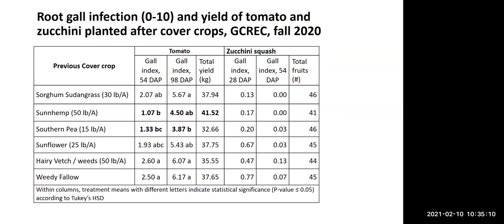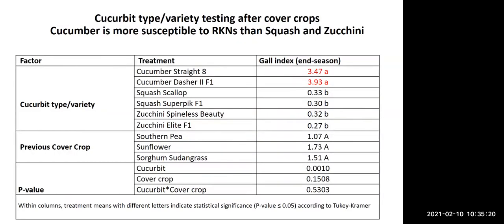Interestingly, we did see very low gall ratings in the zucchini squash. The yields were also very good, no significant difference. But typically, cucurbits are considered good hosts for root knot nematodes.